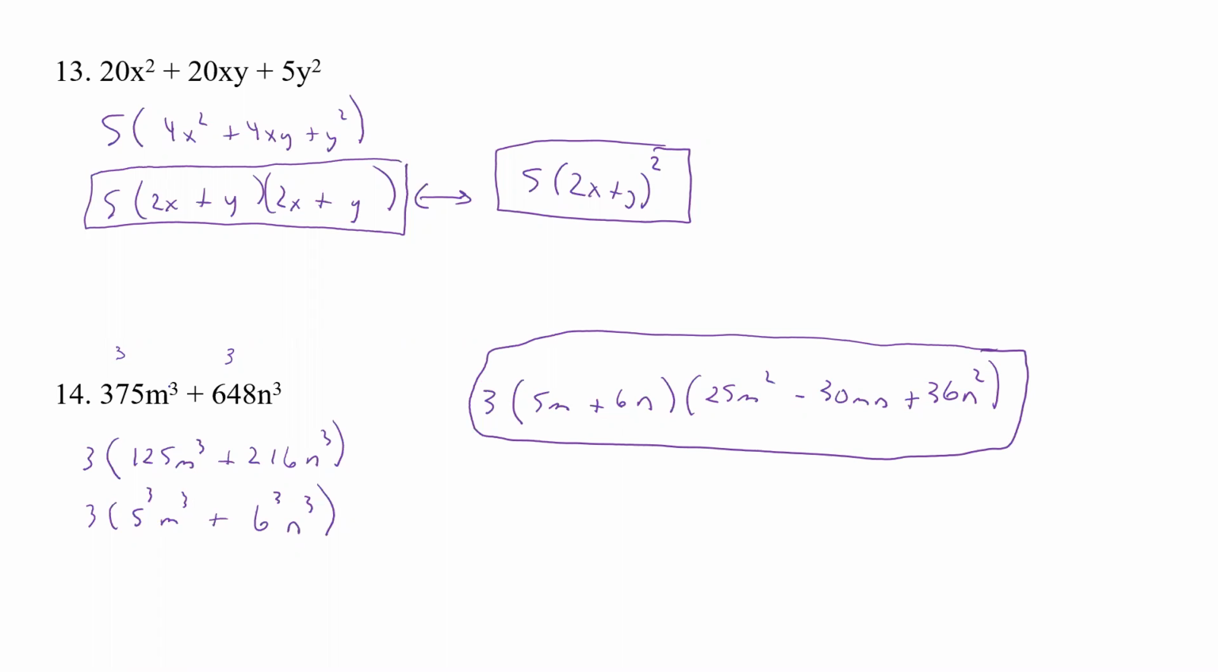So we had to factor out that 3 first so we could get perfect cubes, and we could take the cube root of that and get 5, and cube root of that is 6, and then we could factor it as the sum of 2 cubes. Okay.